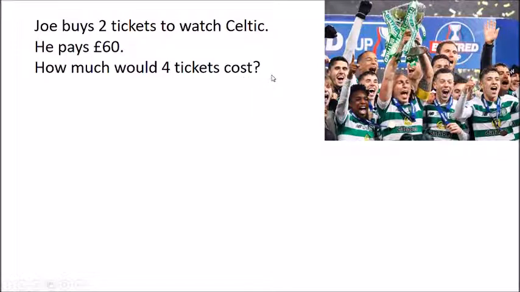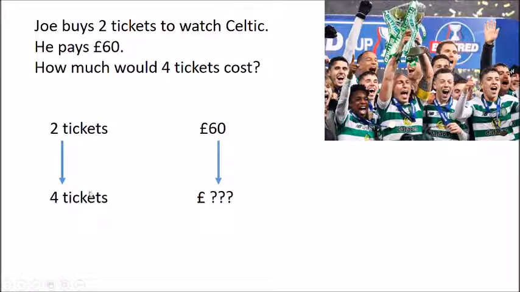Alright, so pause the video if you need some more time to think. Okay, so if 2 tickets are £60, to get from 2 tickets to 4 tickets, all we need to do is double that quantity. If I double one quantity, I must also double the other quantity. So 4 tickets would have to be £120.